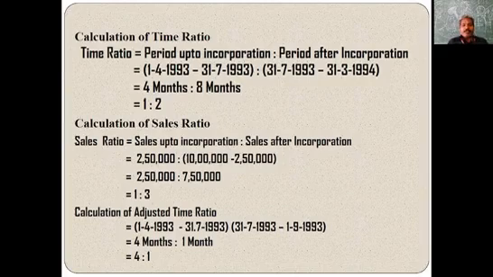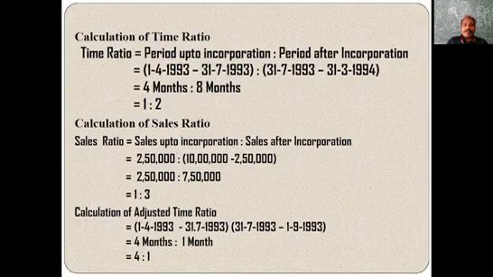Calculation of sales ratio. Sales ratio equals sales up to incorporation to sales after incorporation. They are given directly: sales up to incorporation 2,50,000. Total sales for the period is 10 lakhs. We should deduct the up to incorporation sales of 2,50,000 from it, and we will get sales after incorporation. So 10 lakh minus 2,50,000 gives 7,50,000. So the sales ratio is 1:3.